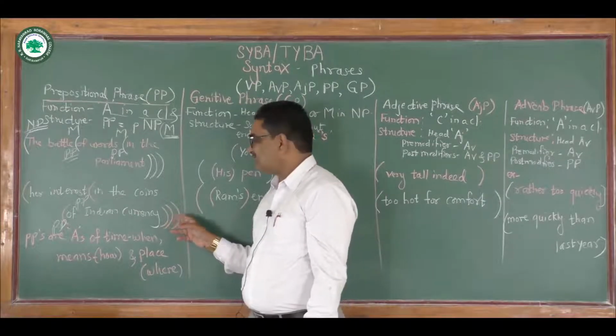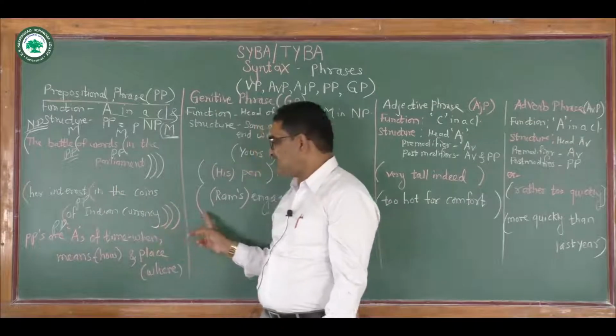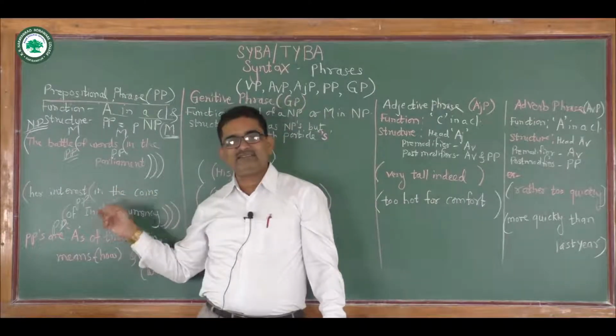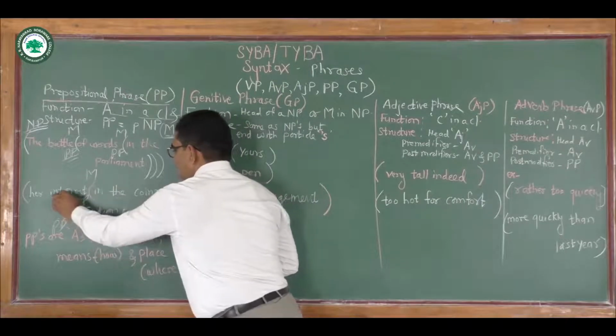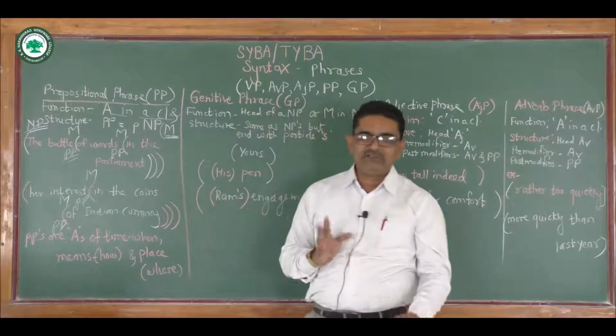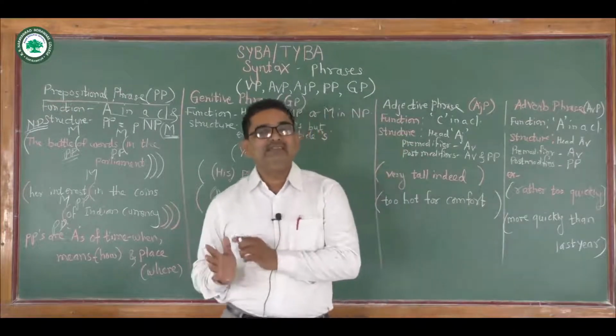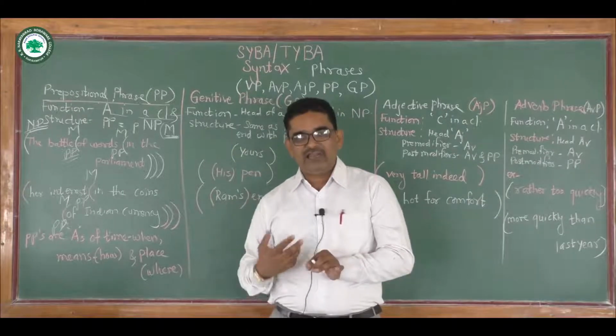So of Indian currency. Basically, it is a noun phrase, and in that noun phrase we see these two prepositional phrases function as post modifiers. So overall you can say prepositional phrase is equal to P and NP. So PP is equal to P, noun phrase, or NP.